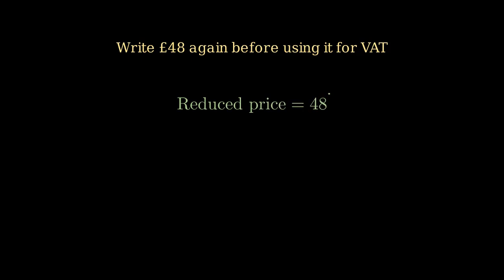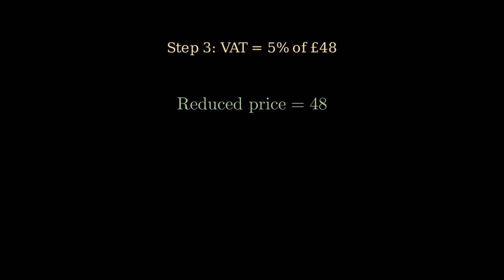Now we move to the VAT step, and this is the important part. Before you use 48 again, write it down a second time, right at the point where you're about to use it. So write, reduced price equals £48, again, directly above your VAT working.